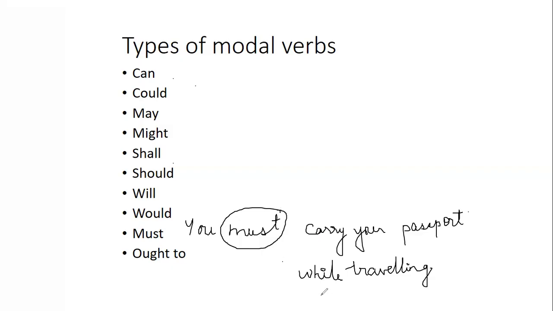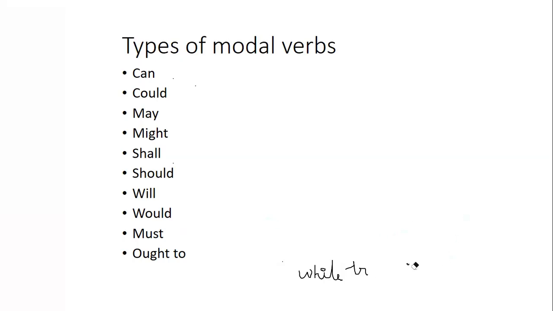Because if you're traveling and if you don't have a passport, no one will allow you to travel. We can't say you should carry the passport. You must carry your passport while traveling. So where to use which kind of modal verb, we are going to learn further in detail in our detailed videos. But currently we just want to see the types of verbs. So these are the types of modal verbs: can, could, may, might, shall, should, will, would, must, ought to.